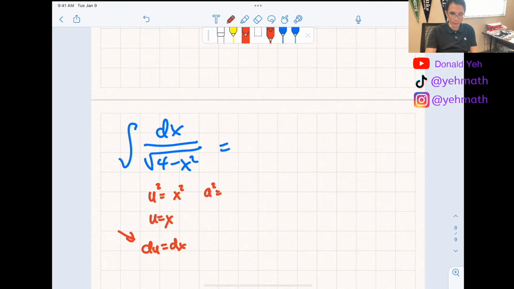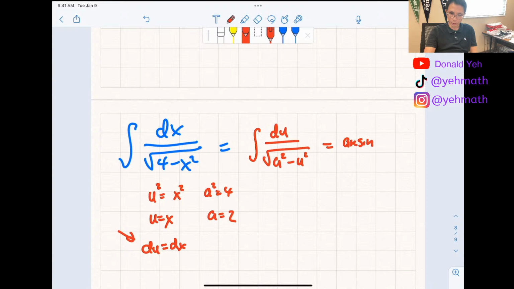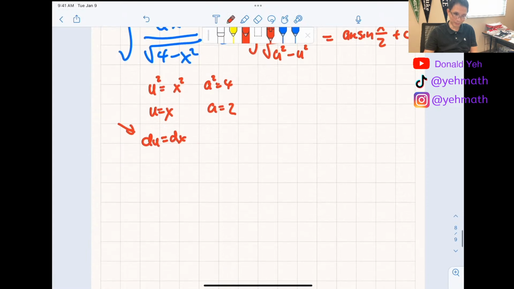Now a squared is equal to 4, a must equal 2. Now this is not so crucial, but it's okay. So I'm gonna say this is du over square root of a squared minus u squared, because I just converted, and now it's just gonna be arc sine of u over a, which is x over 2 plus c, and that's it. Very, very easy. Now remember, this step is gonna affect your next questions. So I want you to integrate this.